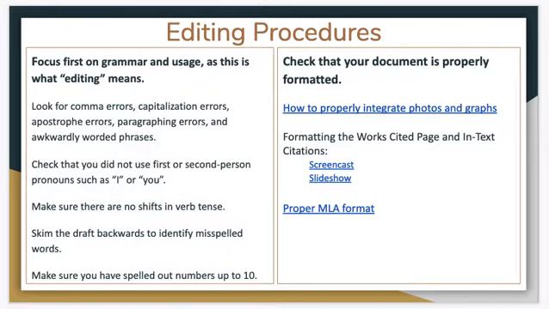So, editing is about grammar and usage, it's about the mechanics of the paper. So, you're going to be looking at things like comma errors, capitalization errors, apostrophe errors, paragraphing errors. Make sure all of your paragraphs are indented and that there's not extra space between paragraphs. And awkwardly worded phrases. Make sure that everything that you're saying comes across very clear.